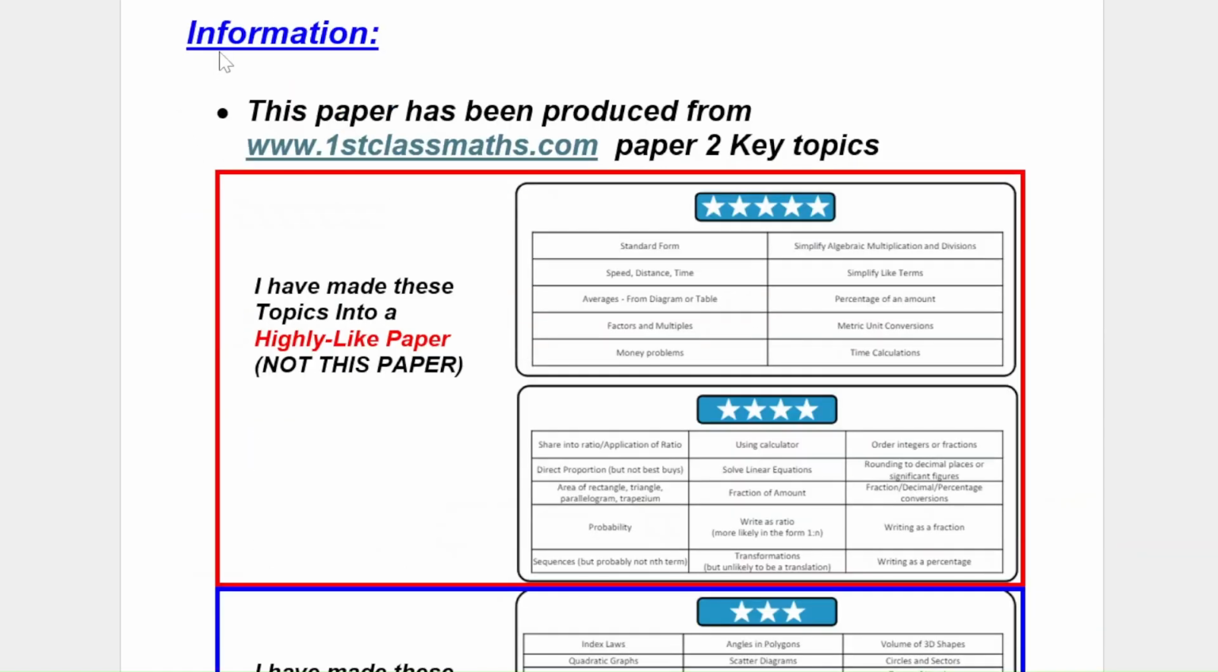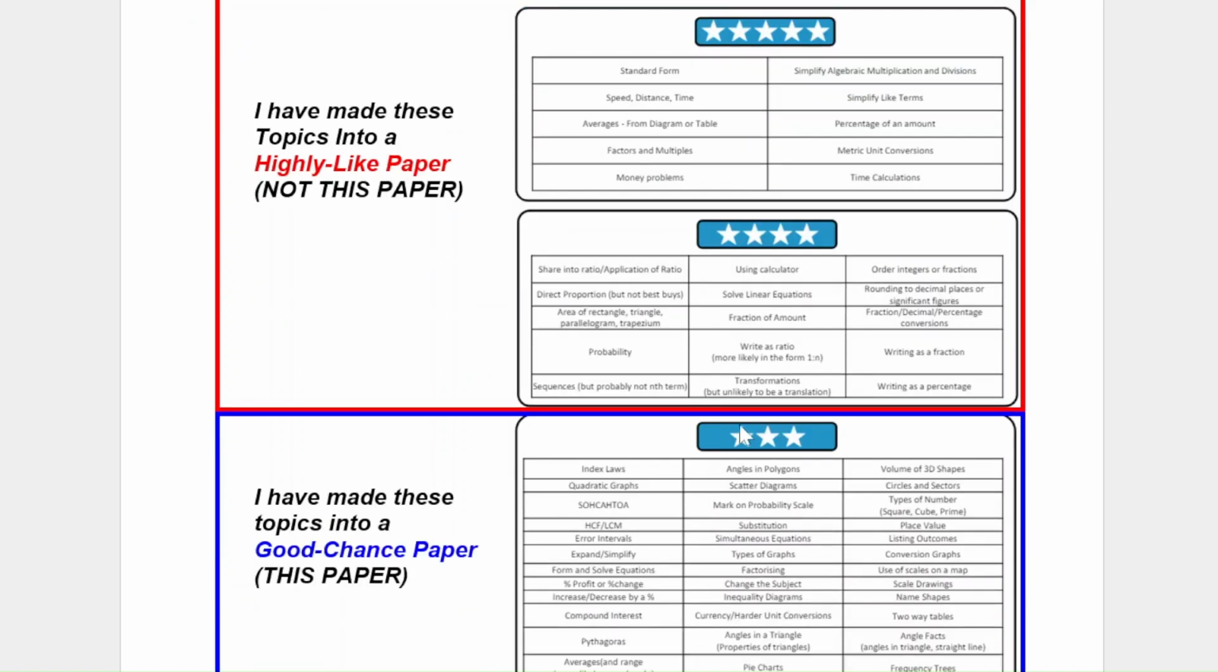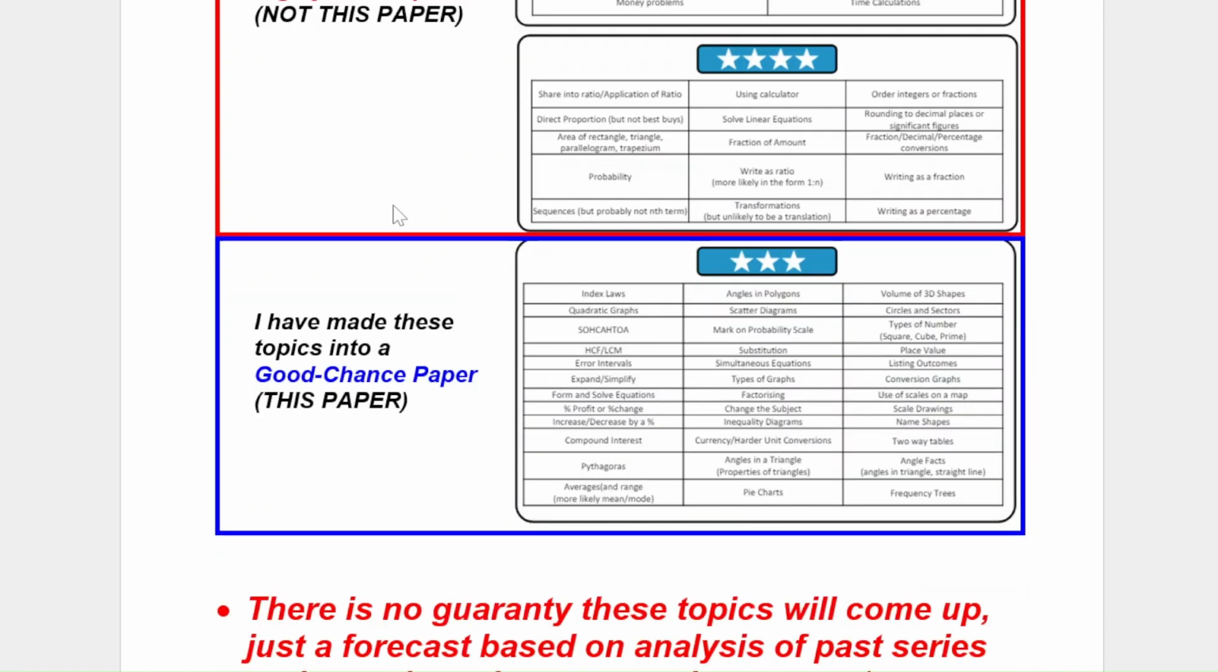So like I said, this is a copy of First Class Maths key topic list. So they've done 5-star, 4-star, 3-star. I split the 5-star and the 4-star into a highly likely paper. That's not this paper or this video. I would recommend you do watch that one as well. This is based around the good chance of the 3-star questions. So this paper is covering all of these questions.